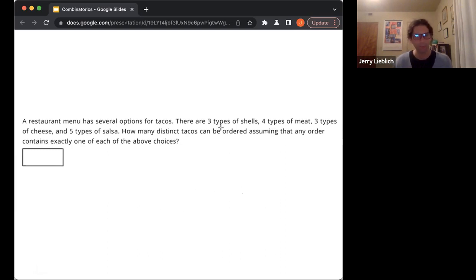So to start out with, we're choosing shells, meat, cheese, and salsa. So I draw 4 slots and I'm gonna label them. And the important thing to notice about the labels for now is these are all different from each other. Again, that's going to become important for us. Then we're just going to fill in the numbers. So we have 3 kinds of shells, 4 kinds of meat, 3 kinds of cheese, 5 kinds of salsa. I multiply all of these together and I get 180.